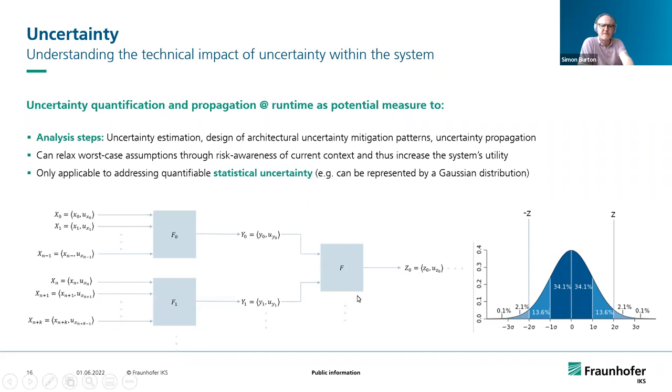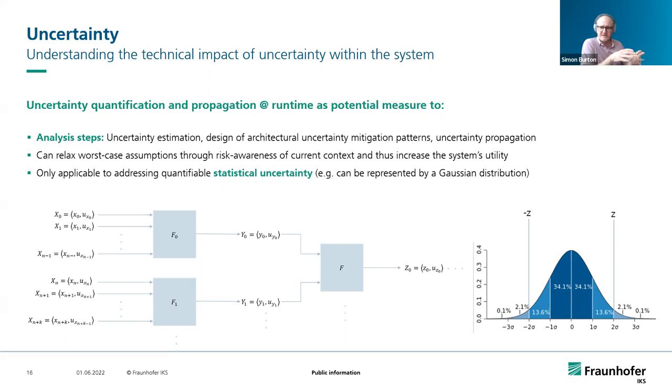If we could do so, then maybe we could relax some of the worst case assumptions we make about the system by making use of this uncertainty somehow within the operation of the system, and to determine at runtime when we're in a situation where maybe a high level of uncertainty occurs. And in all other situations, we can maybe maximize the utilization of the system and maximize the functionality we can achieve. This type of approach, however, is only applicable to situations where we do have a measure of quantifiable uncertainty.